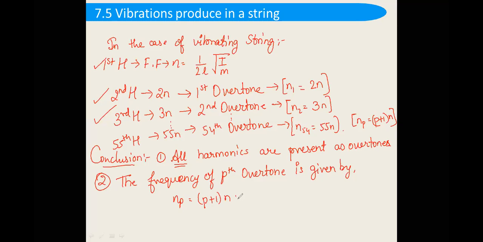So what is P plus 1? P plus 1 is the number of the harmonic. If you see, this is the second harmonic, so this is 2n. If it is the 55th, then this is the 55th harmonic. So P plus 1 is the number of the harmonic, and n is the fundamental frequency.